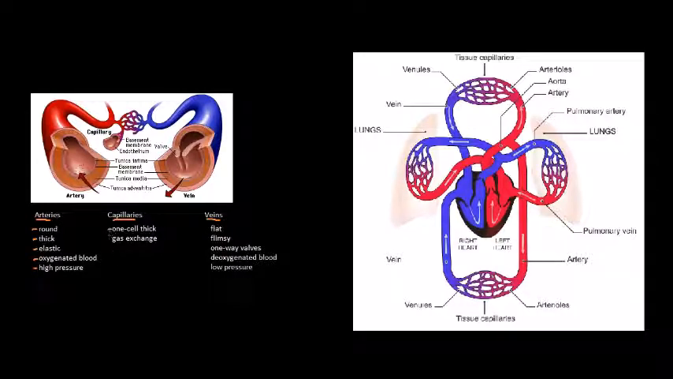Capillary walls are only one cell thick to accommodate gas exchange. Veins are flat and flimsy, but are best differentiated from the other vessels for their one-way valves that carry low-pressure deoxygenated blood back to the heart.